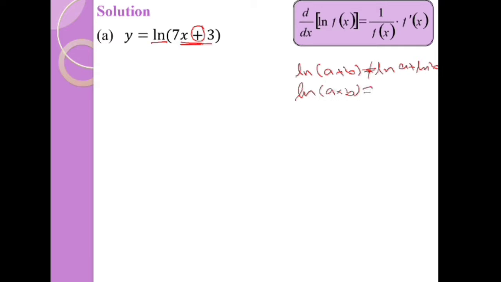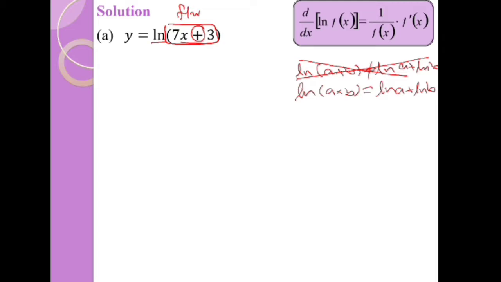Like this: natural logarithm of a multiplied with b, then you can separate it as natural logarithm of a plus natural logarithm of b. Remember your law of logarithms. Remember not to separate it like that. It's wrong. So what you can do is just differentiate this whole function.